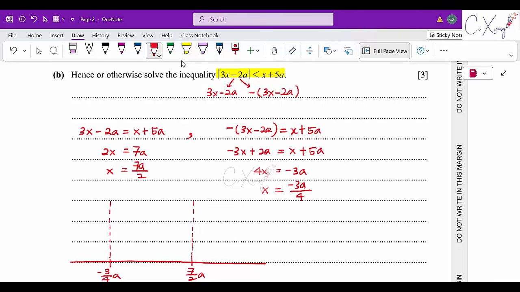So for this part, choose any value that's smaller than negative 3a over 4. So I will use x equals negative a. Substitute x equals negative a into your inequality, then you'll be having modulus negative 3a minus 2a smaller than 5a.